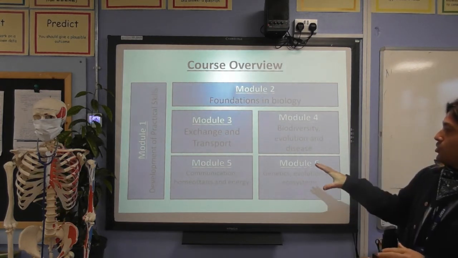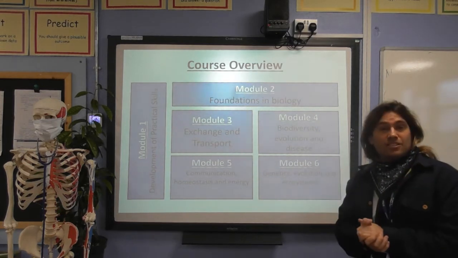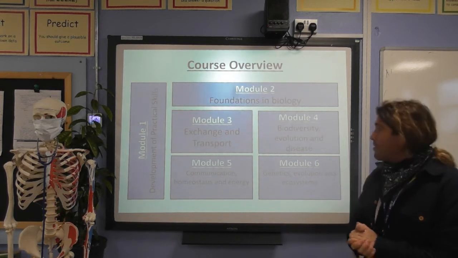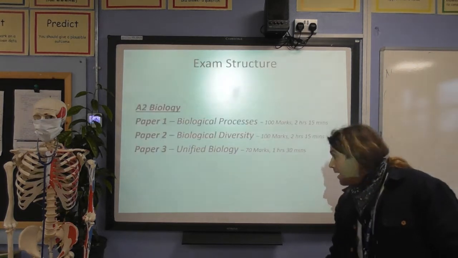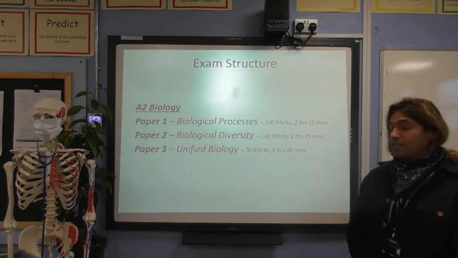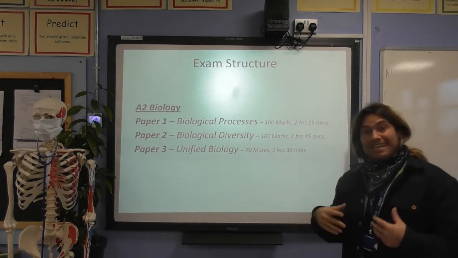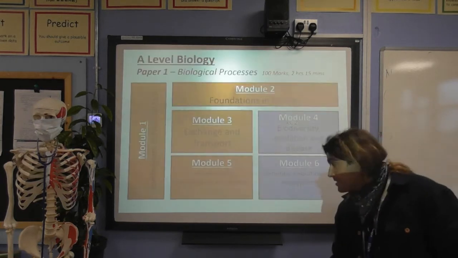So we've got 6 modules. Module 1's a practical. Module 2 is the foundations in biology. It's pretty much everything you've done at GCSE, just in greater depth, and that prepares us for modules 3, 4, 5 and 6. There's 3 exams at the end of the 2-year course of A2 biology. We've got biological processes, biological diversity and unified biology, and we'll look now at how they are assessed.